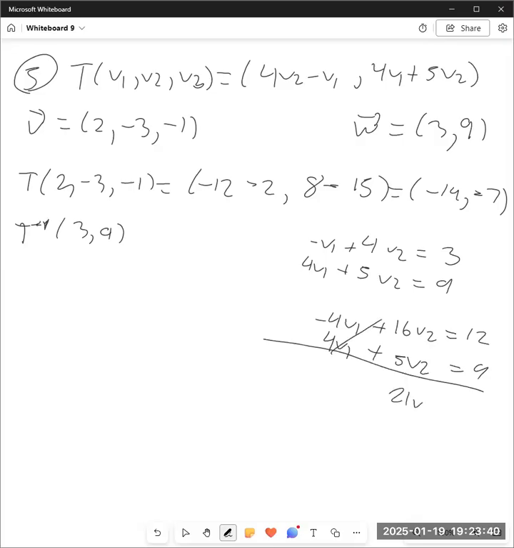So I get 21v2 is equal to 21, and v2 is equal to 1. v2 is 1, -v1 plus 4 equals 3, -v1 equals -1, and v1 equals 1. So my pre-image is going to be 1, 1, and then it doesn't matter what v3 is because we couldn't calculate it. It can be anything that we want. It was not included in this right-hand side of the transformation.